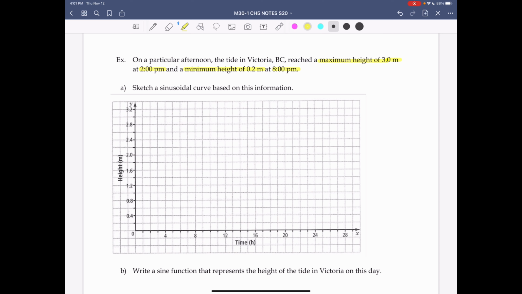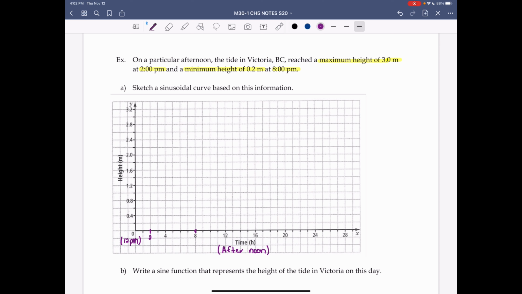Our axes are already labeled for us. We have the height in meters and the time in hours. Time goes from 0 to 28. I'm going to say that this is the time in hours after noon. So 0 hours would be 12 o'clock. Then 2 would be 2 o'clock p.m. and 8 would be 8 o'clock p.m.